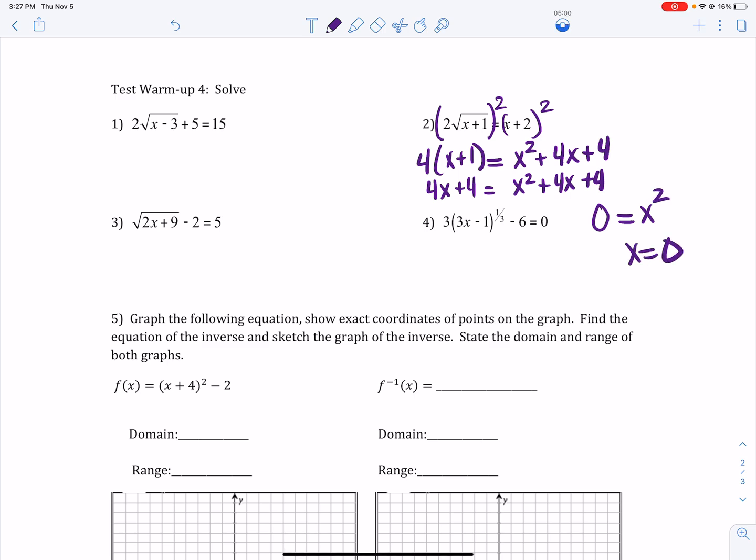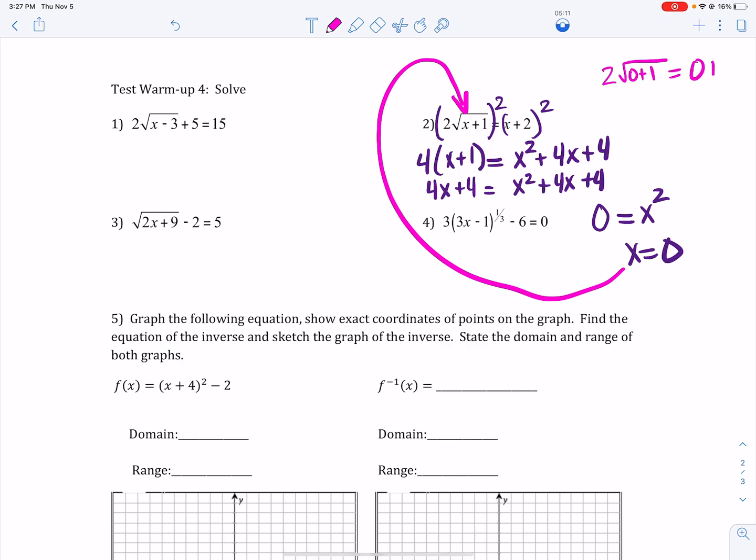All right, so now let's think about this because some people are like, well, that doesn't work. Okay, we'll put it back in here. So if I put that in there, 2 times the square root of 0 plus 1, does that equal 0 plus 2? So the square root of 1 is 1 times 2 is 2, 0 plus 2. Okay, 0 works. That is the correct answer. It is not extraneous. My answer is 0.